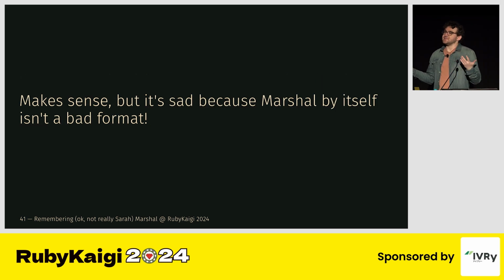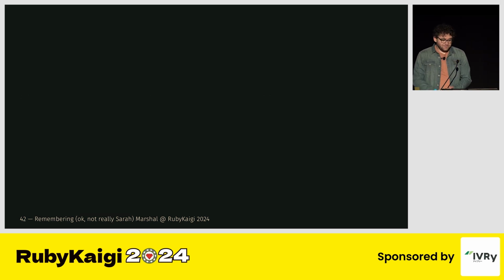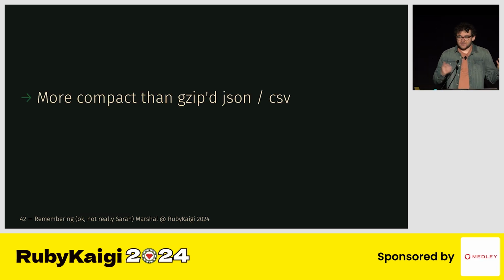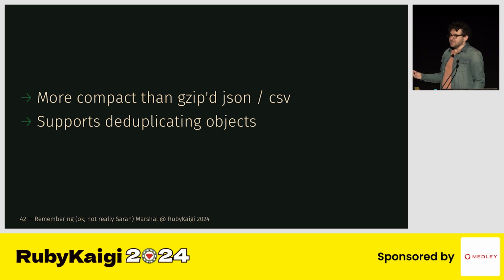Now, it makes sense that we've moved away from Marshal because of this, but it's sad because it's a pretty cool format by itself, other than the list of 25 different tags. That's pretty long. It takes a while to implement. So what's good about it? It's more compact than if you, say, gzipped a JSON or CSV file. You can deduplicate objects.